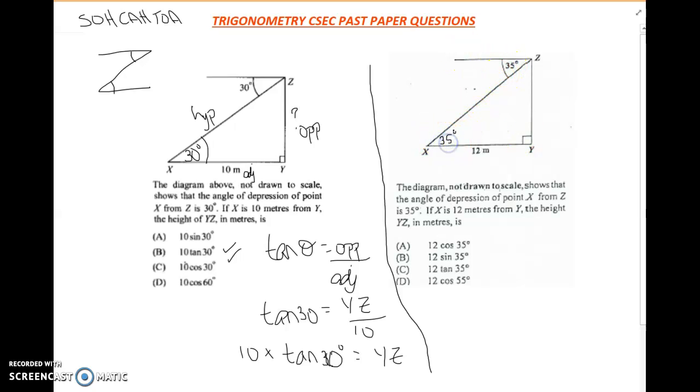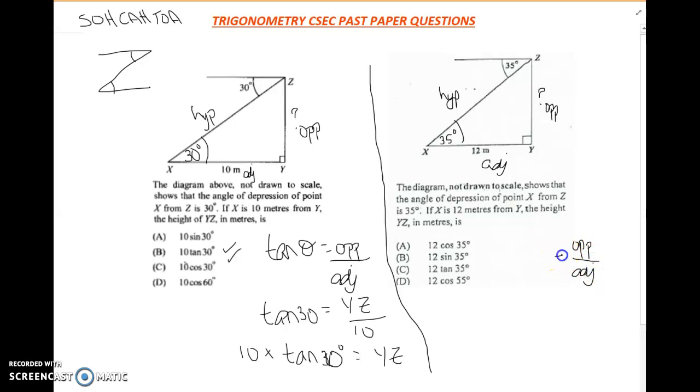They want us to find, so again, the diagram shows the angle of depression at point X from Z is 35 degrees. If X is 12 meters from Y, we want to find the height YZ. Again, it's the same thing. 35 degrees is the opposite side. The one that is opposite the right angle is the hypotenuse, and this is adjacent. We have opposite. We want to find the opposite. We have the adjacent. Opposite and adjacent uses tan.